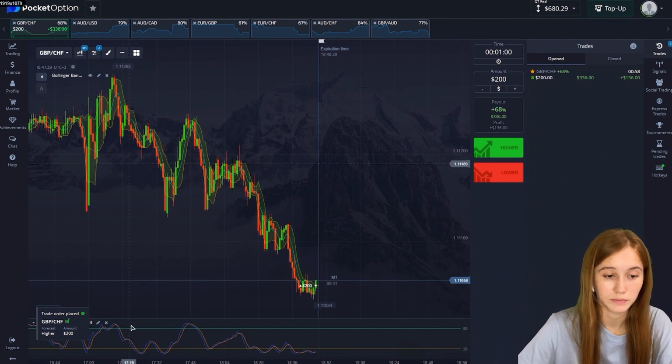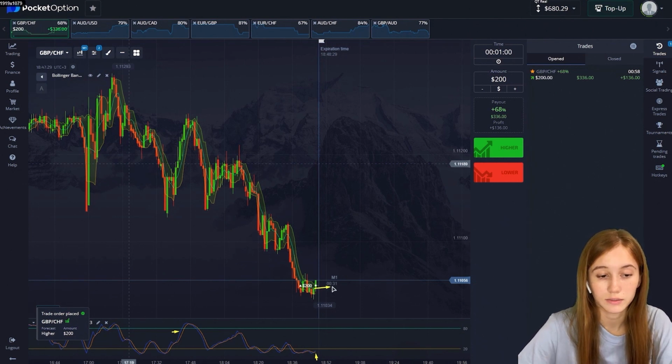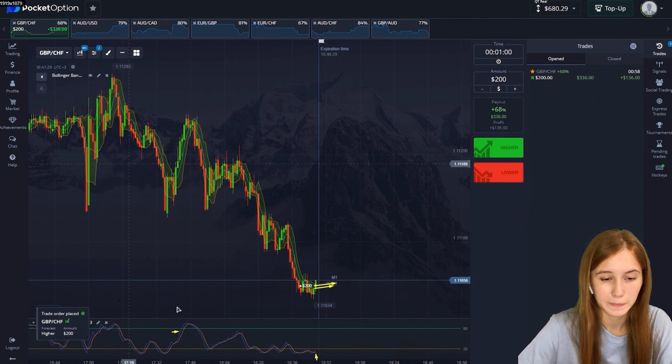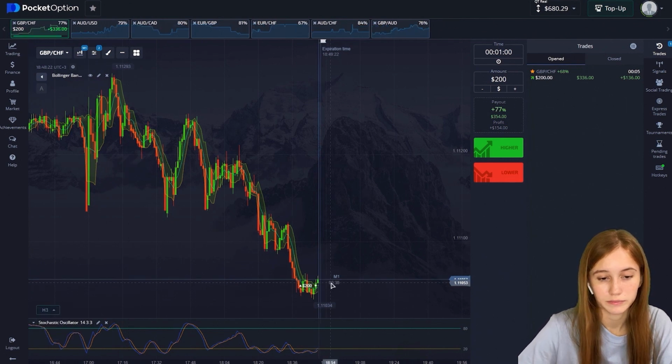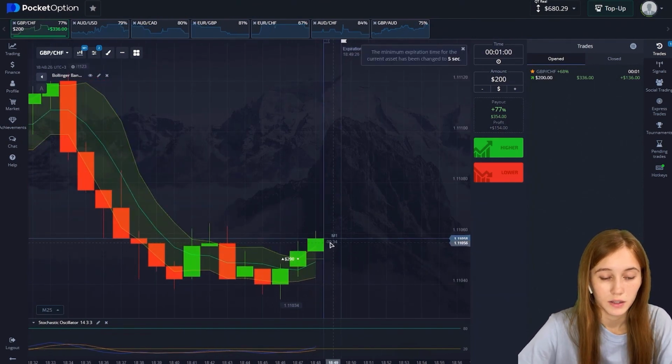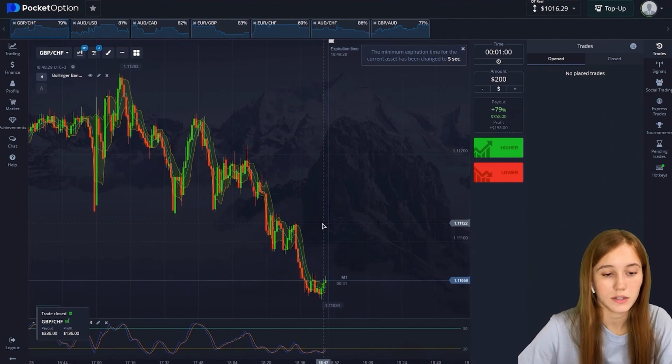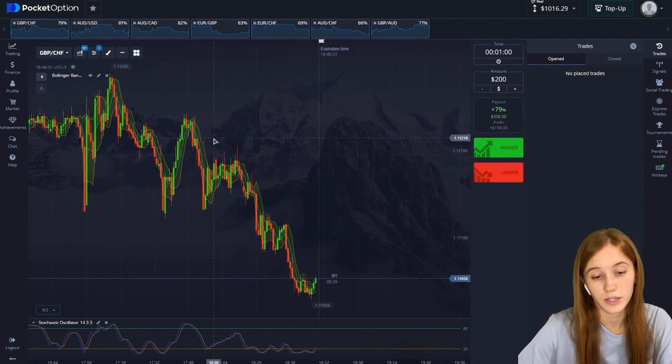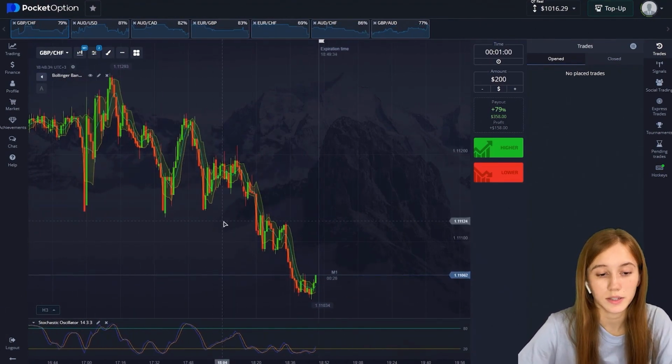Well, let's see what we have here. Stochastic, we see an intersection with the orange line. So that's why we open for an increase. 3 seconds left until the end of the deal. That's great. We see a plus deal.